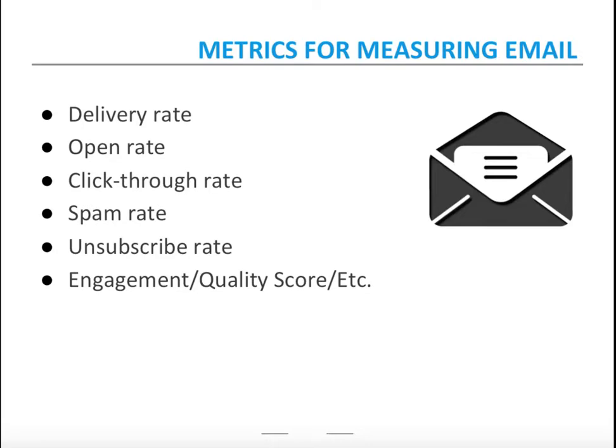The click-through rate, obviously, but it's really important, now more so than ever, to look at your spam and your unsubscribe rate. Most bulk email tools have an engagement or some kind of quality score. Typically it's proprietary, but what they're measuring is: are people opening, are they engaging, are they clicking through? They're potentially using those more and more in their send-to-spam decisions.